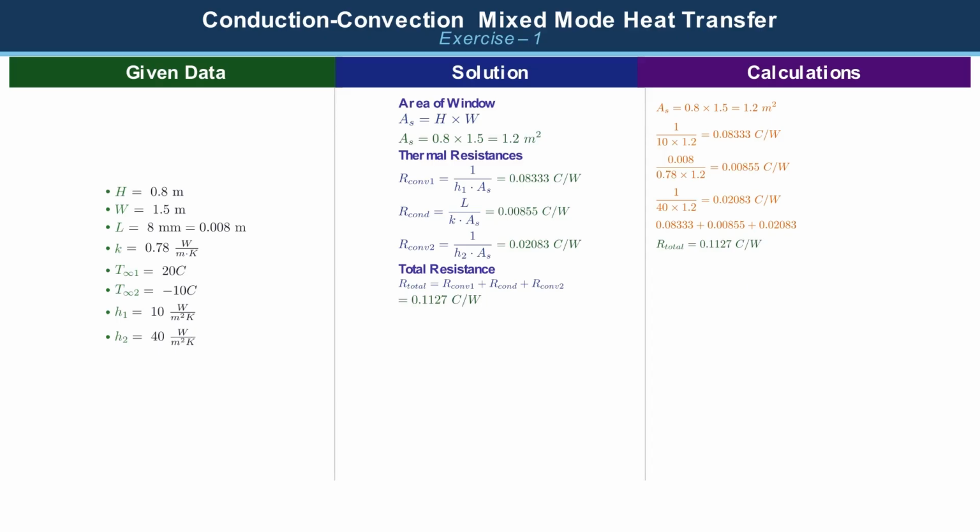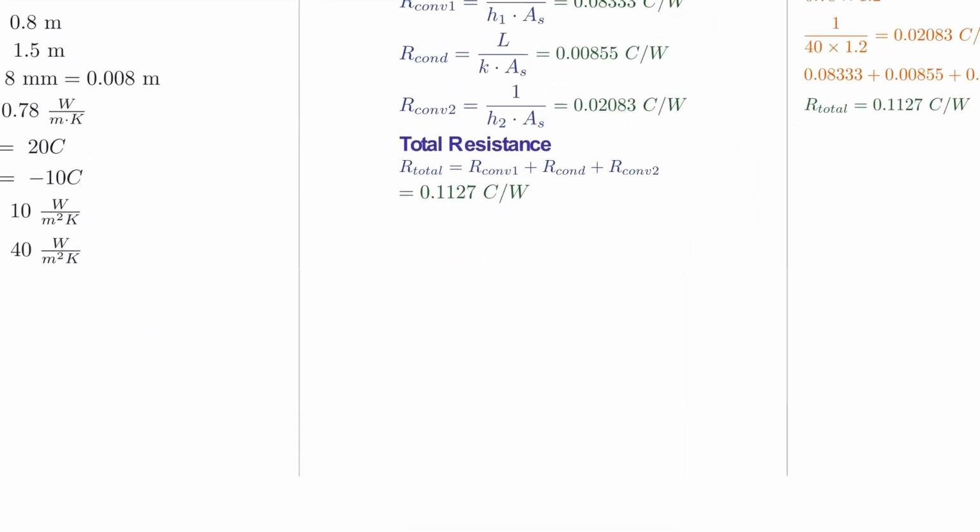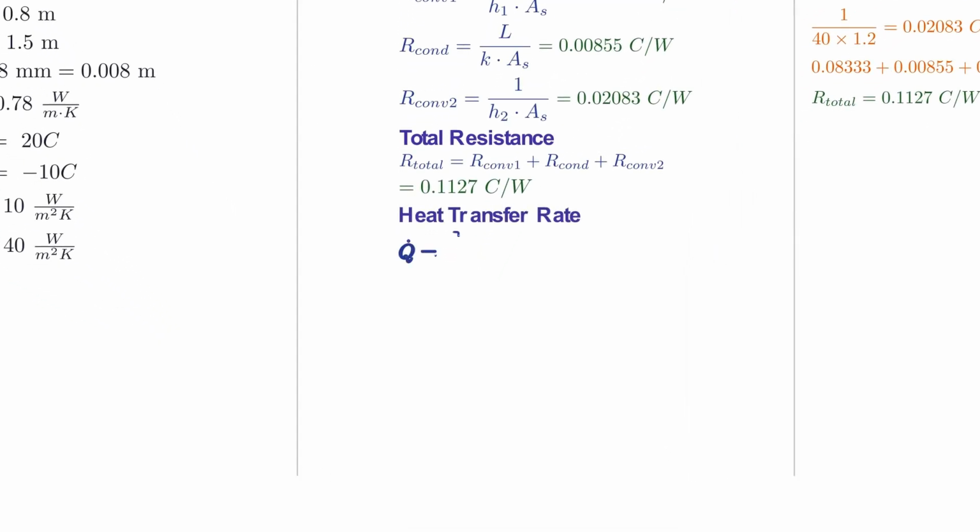Excellent. Now we can find what we came for, the steady rate of heat transfer, Q dot. From Newton's law of cooling applied to the entire resistance network, Q dot equals T infinity 1 minus T infinity 2 divided by R total. The temperature difference is 20 minus negative 10 equals 30 degrees Celsius. So Q dot equals 30 divided by 0.1127. Q dot equals 266 watts.